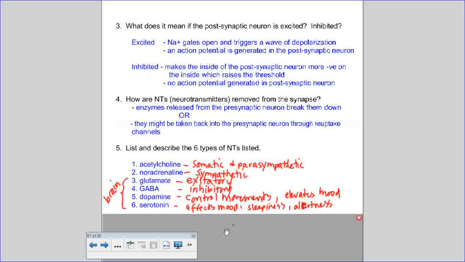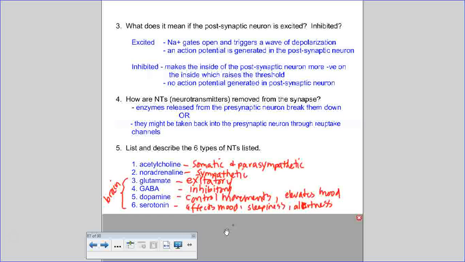Dopamine has a major role in controlling your movements, but it also has a major role in your reward pathway. So it helps to elevate mood and moderates your feeling of happiness and reward. It's often affected by the use of drugs.